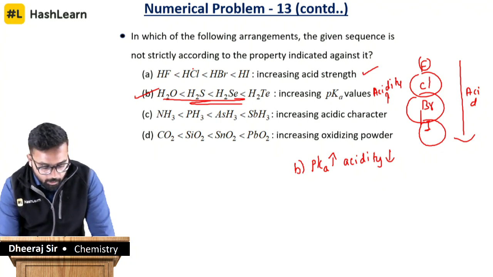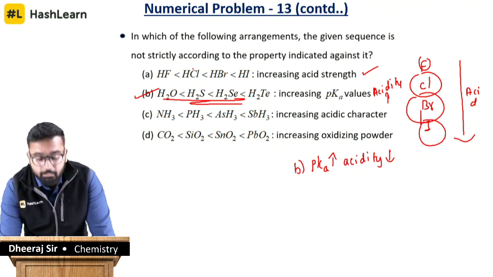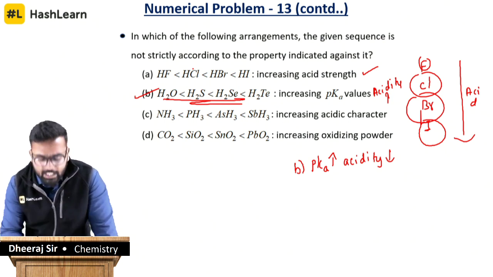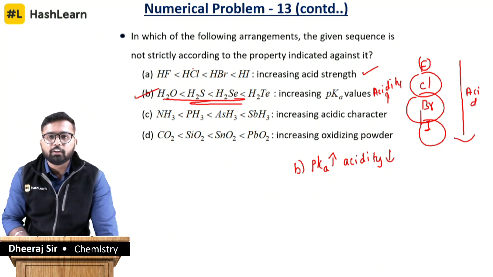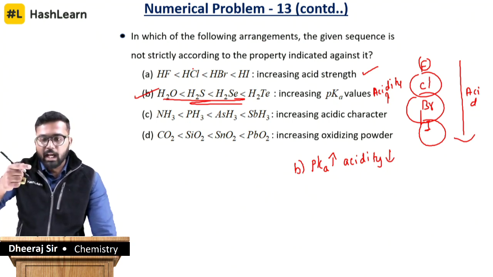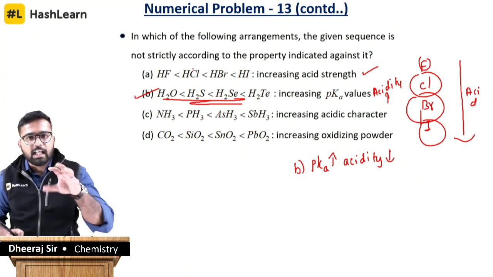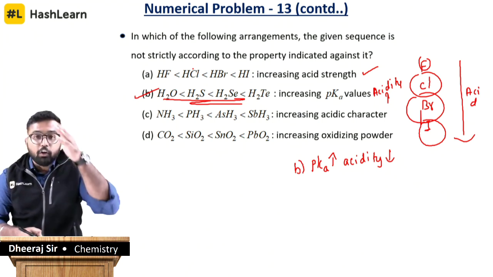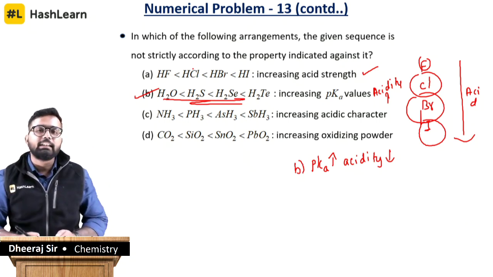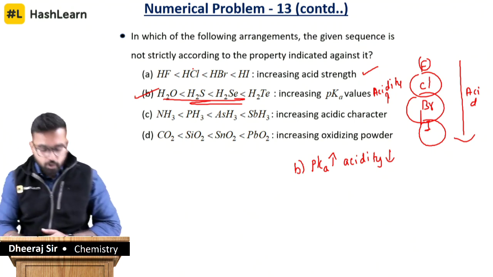If you look at the third option, it is ammonia, phosphine, arsine and stibine. So we have hydrides of the 15th group, increasing acidic character. Yes, as I move down the 15th group elements from hydrides, ammonia, phosphine, arsine, stibine, as I move down the group, the size of nitrogen, phosphorus, arsenic and antimony goes on increasing. So it decreases its basic character. Decrease in basic character is nothing but increase in acidic character. So option C is also right.